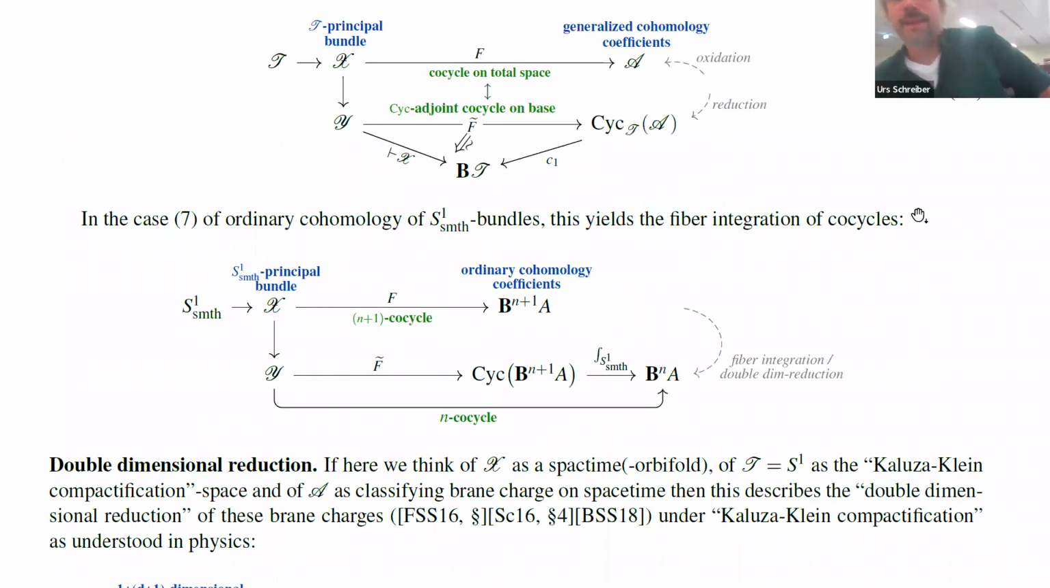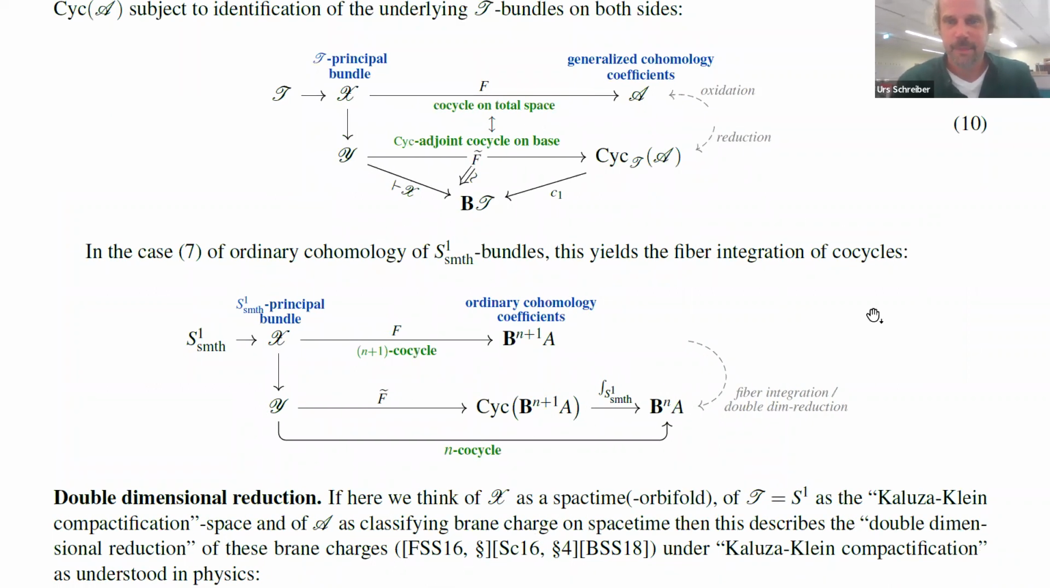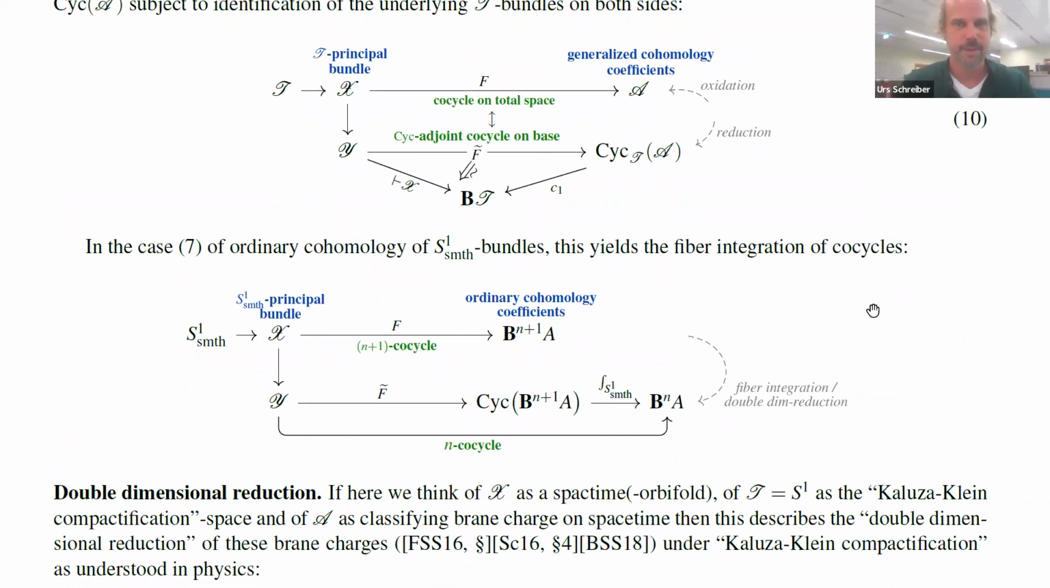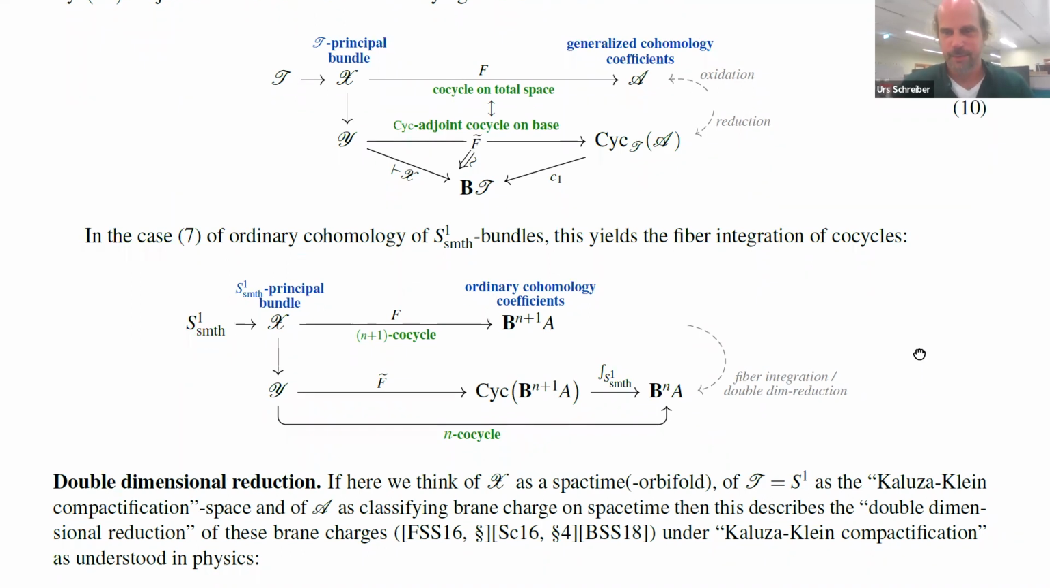So this is completely general, for any A, any X, any T. As we apply this now to the simple but important cases that we started with and that many people care about, where T is S1 and calligraphic A is this Eilenberg-MacLane space, then we have an ordinary n+1 cocycle on our total space of an S1 principal bundle. And we extract from it the cyclified cocycle and integrate out from this the corresponding cocycle in a degree lower. You see, this is now an operation that is also rather familiar.